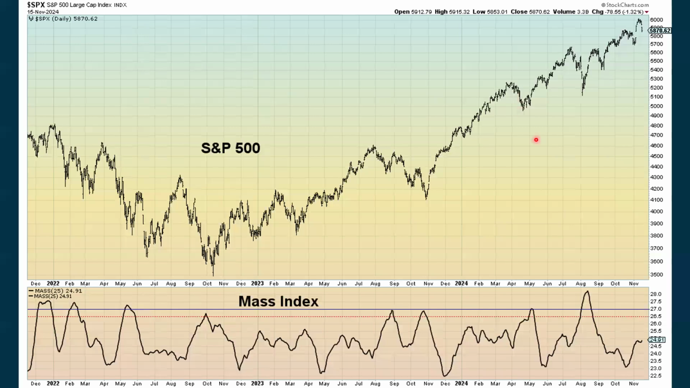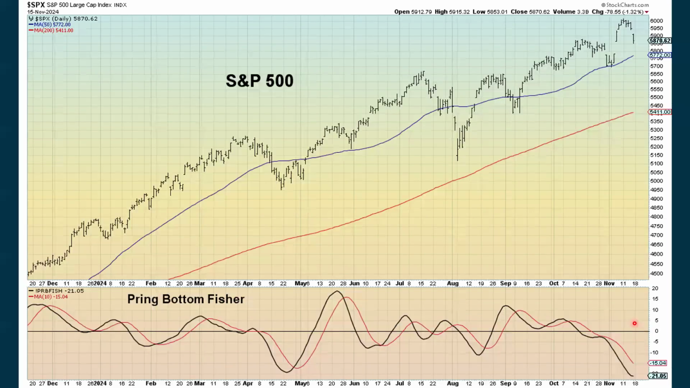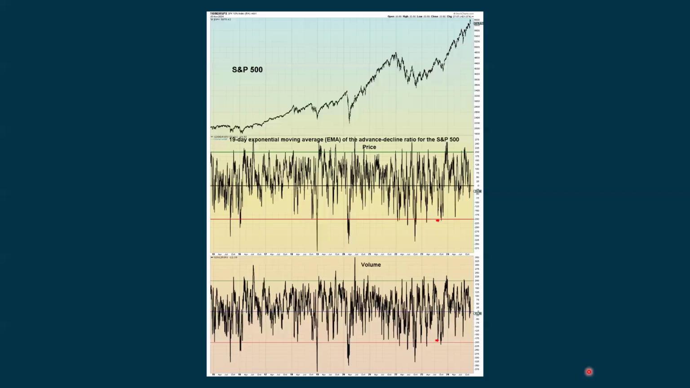And the mass index only generates a signal if we're up around the red dashed line and the blue line, and we're far away from that. And the Pring bottom fisher, it's just continuing to decline, and it really is not generating anything right now.